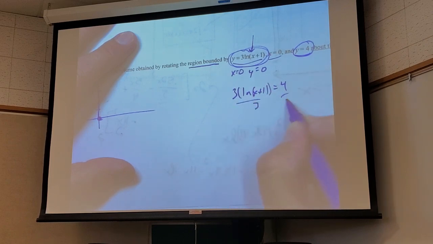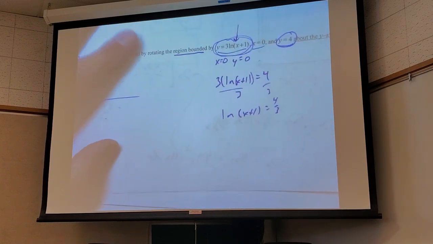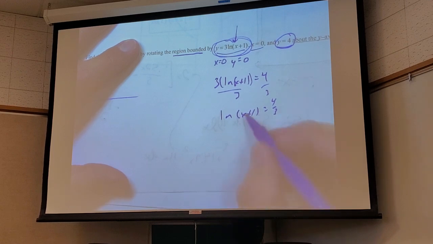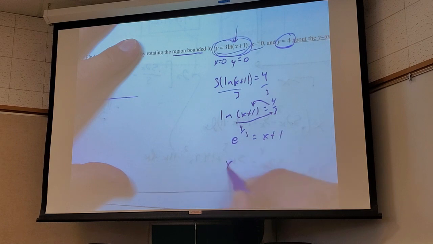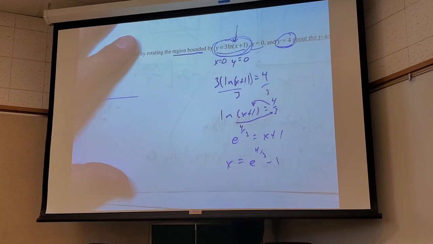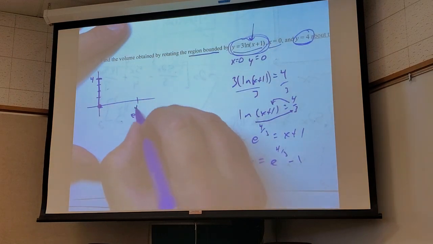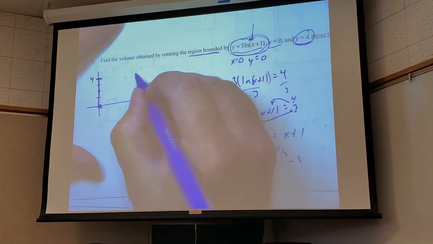So divide by 3: natural log of x plus 1 equals 4/3. What do I do next? What's the base? e. So e to the 4/3 equals the inside. So x equals e to the 4/3 minus 1. So when x is e to the 4/3 minus 1, y is 4.